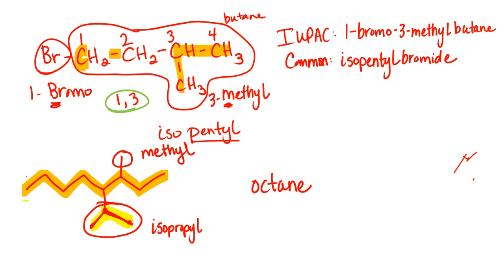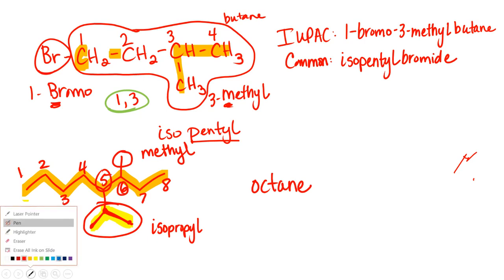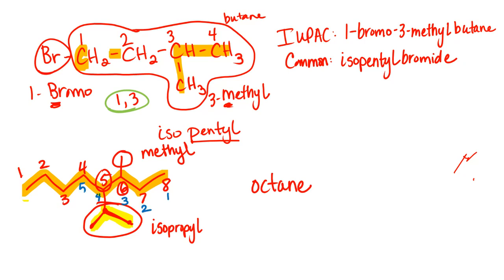And then we need to number this. We can try left to right. 1, 2, 3, 4, 5, 6. If we do that, the 2 groups will have the numbers 5 and 6. Seems a little high, so let's see what we can do. 1, 2, 3, 4, 5, 6. From the right, the groups are 3 and 4, so that will be preferred. 3 and 4 will be lower than 5 and 6. Then we're going to have a 3 for the methyl and a 4 for the isopropyl.